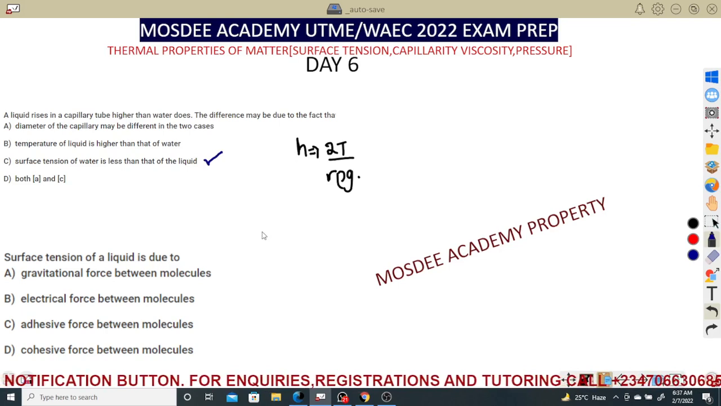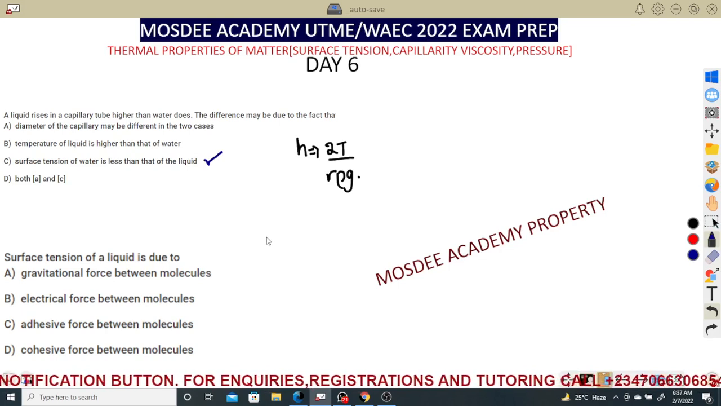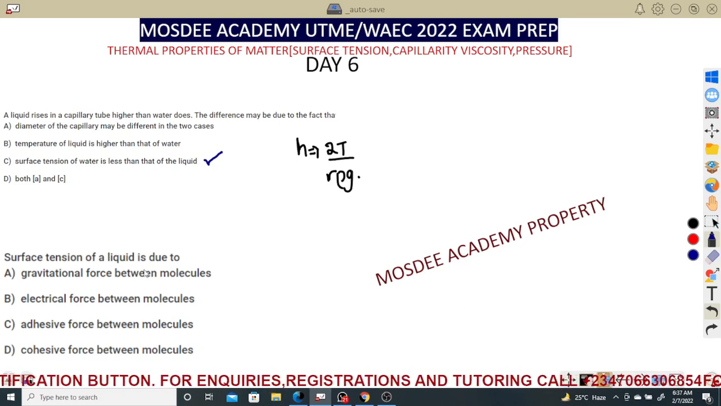Like I said, this is just a simple thing about properties of matter, and it's just the first phase, but we are still on the second phase. But we have some difficult questions, technical questions, and you need to understand.